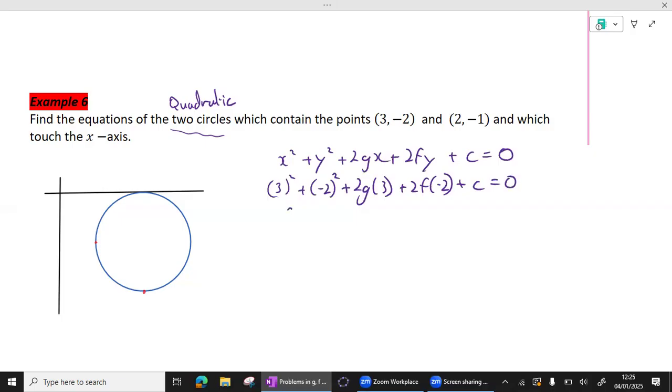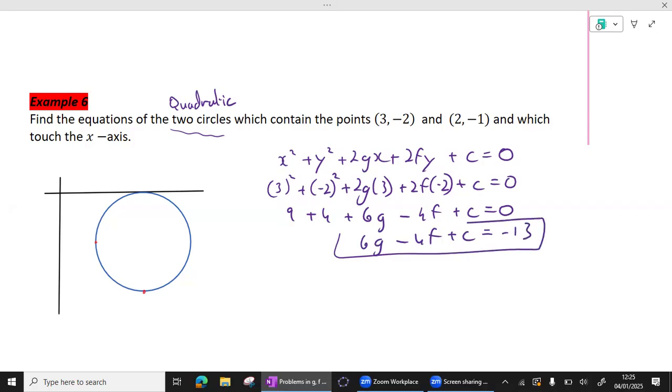So then I get 9 and 4 and 6 minus 4 plus c equals 0. So I'd end up with 6g minus 4f plus c is equal to, now 9 and 4 is 13, minus 13. Now that's one of them. I would do the exact same with the other one.